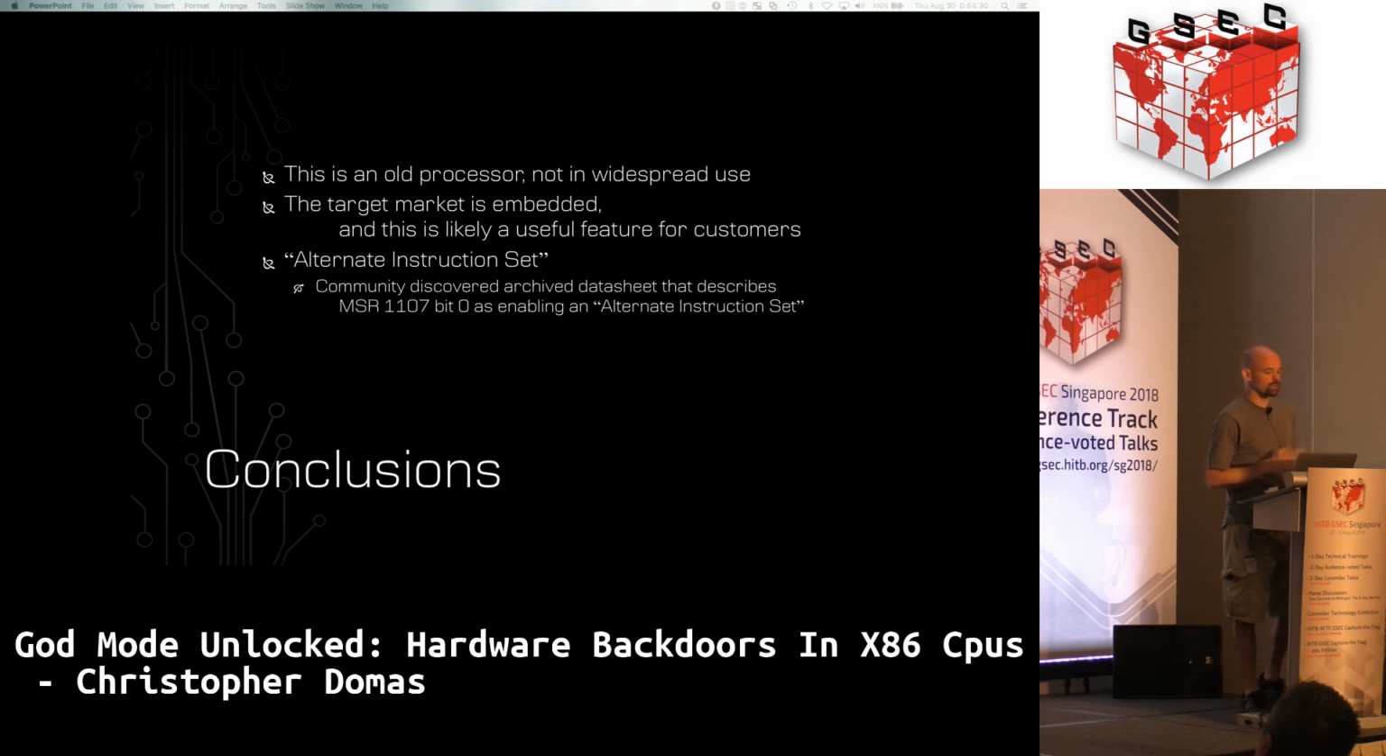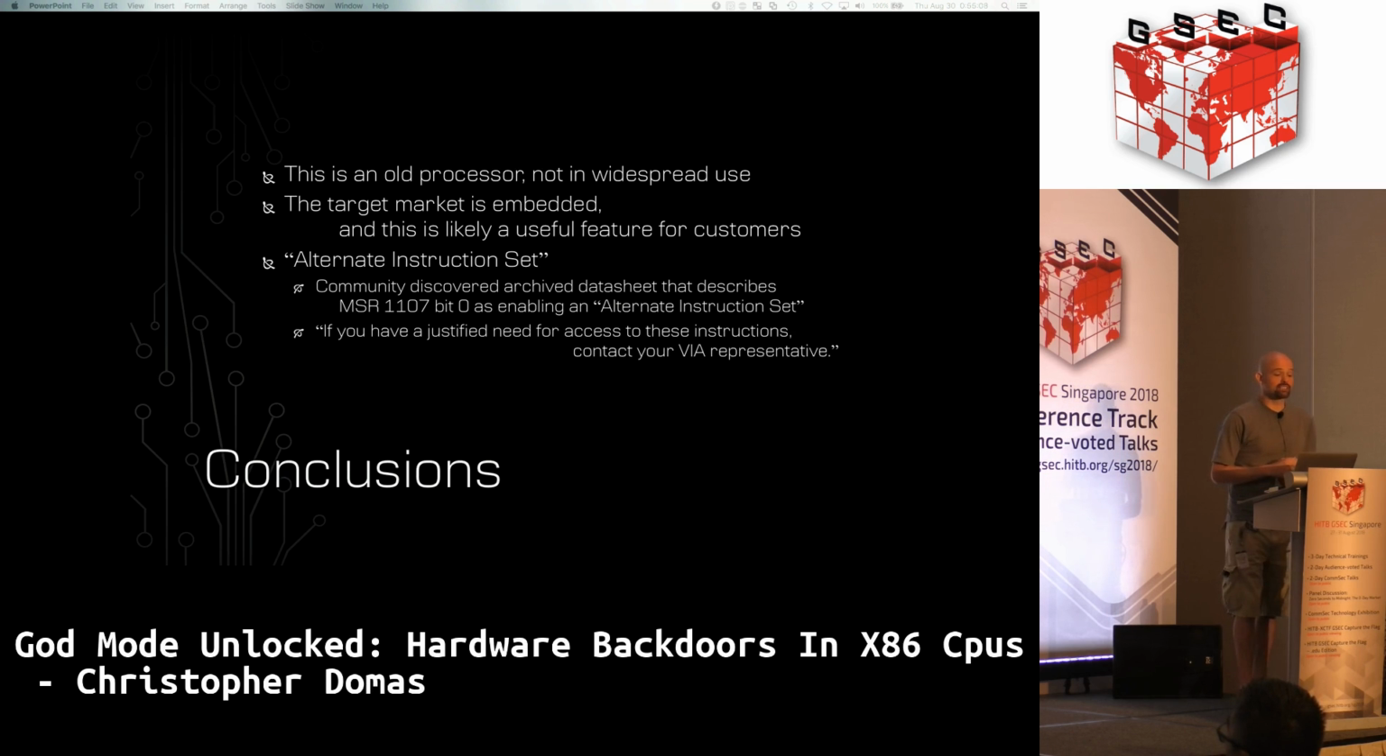Then I think the part where it gets really interesting is after I released this research, some people in the community were actually able to dig up an old data sheet for this processor. It's not actually directly available from VIA. It's available on an archive data sheet website along with a bunch of other NDA'd VIA documents, which makes me think that this was never released to the public to begin with. But buried in that data sheet, there's a passing mention of MSR 1107, the MSR that we're interested in, bit 0, as activating an alternate instruction set. So what I was calling a deeply embedded instruction set, they're calling the alternate instruction set.